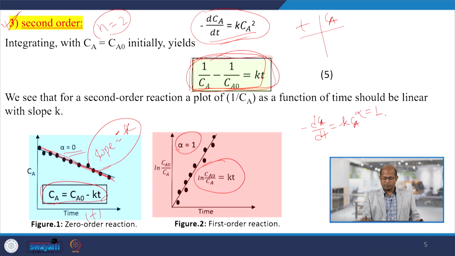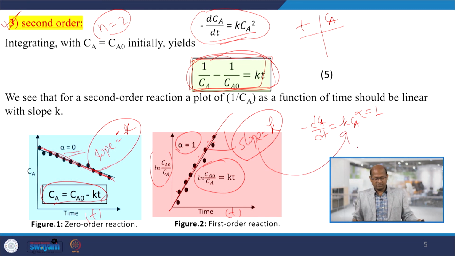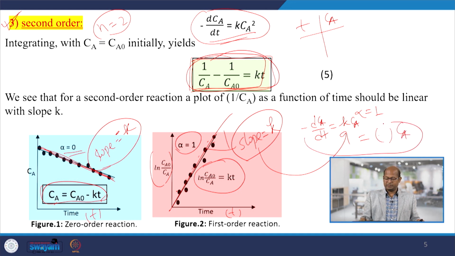And if it is a first order reaction, alpha equals 1. Then if we plot ln(CA naught/CA) against time, we get these dotted points, and if we draw a straight line, it would be like this, and from the slope we can get the k value. So, we can put that here for the first order reactions. So, this would be the rate for first order reactions.